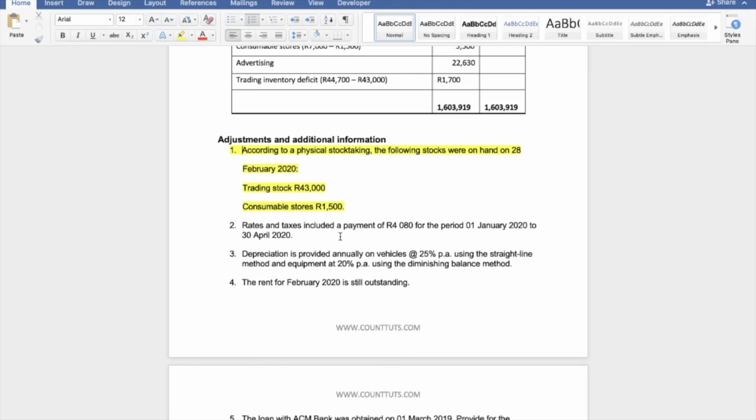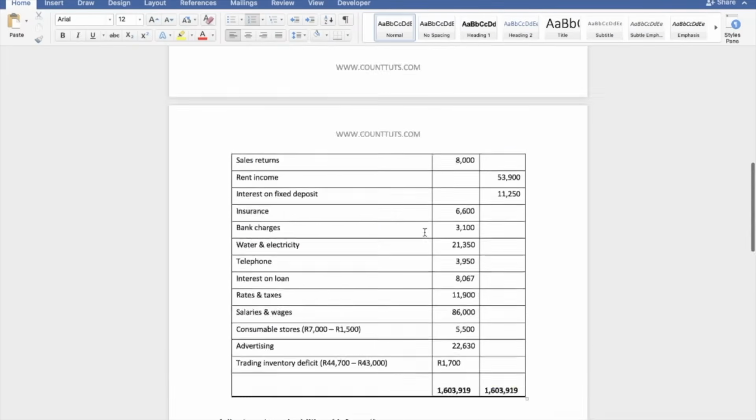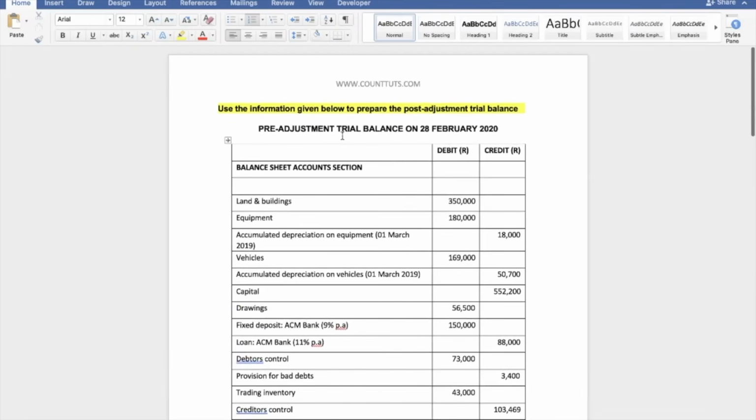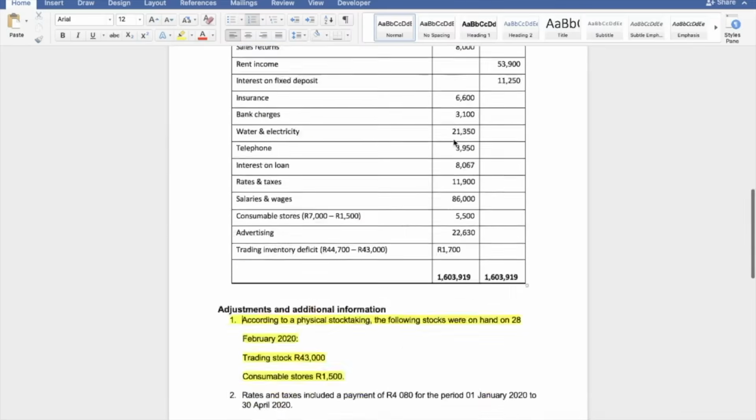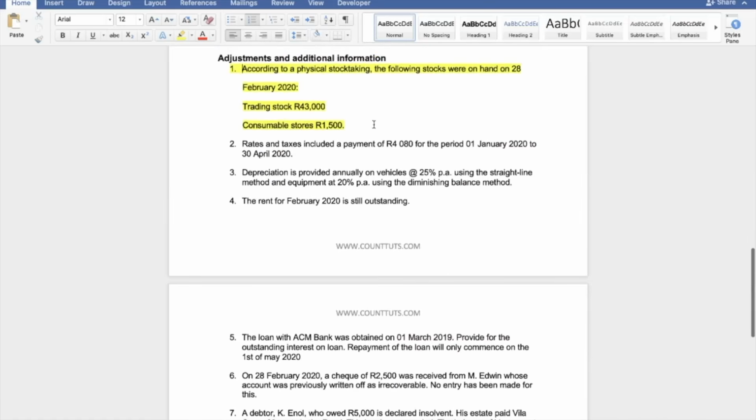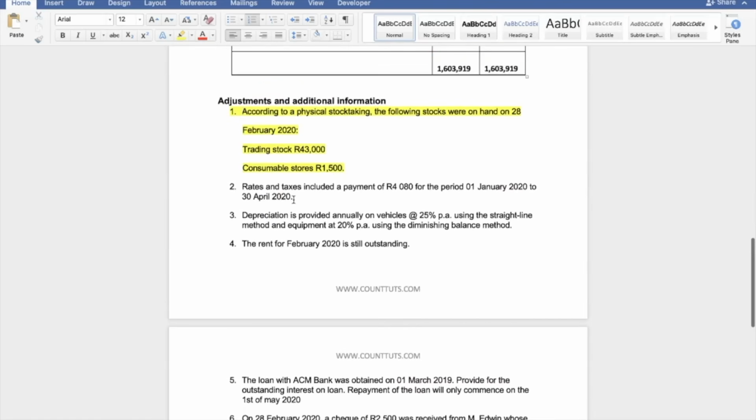All right, so let's look at this one here. When is our financial year end? Well, we are told here that this is a pre-adjustment trial balance on 28 February 2020. So that is our year end. So if we know that's our year end, we'll go back here. Rates and taxes include a payment for the period 1 January 2020 to 30 April 2020. We can see that we've made a payment for rates and taxes beyond our financial period. If it's outside of our 12 months, or outside of our financial year end, that means we do not recognize it as an expense, but it becomes a prepayment. We've paid for it in advance.